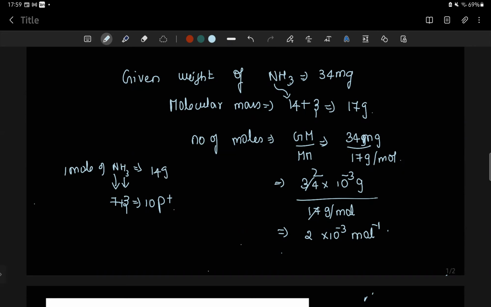So 2 into 10 to the power minus 3 mole. Here there are 10 protons in total, so into 10. Which means this can be written as 2 into 10 to the power minus 2. Okay, so we got one answer.